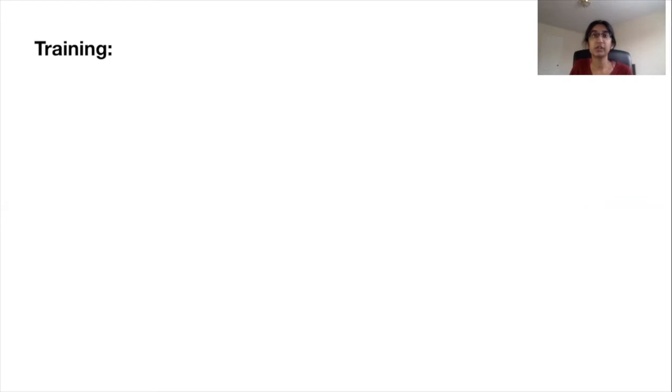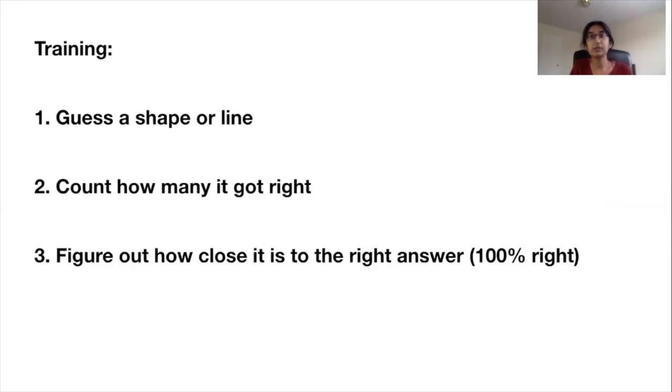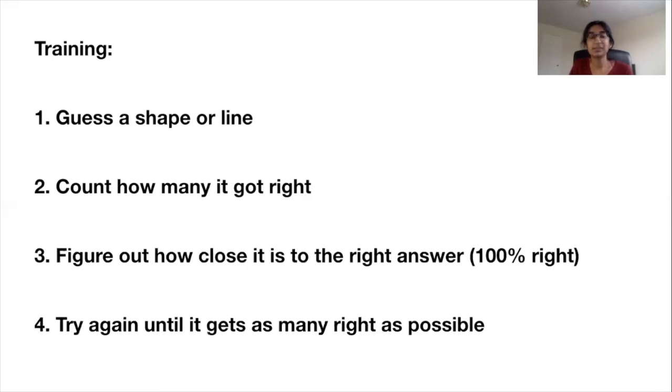During training, the neural network will first guess a line or a shape to split up the points, then count how many it got right, then figure out how close it is to the right answer, which would be getting all of them right, and then try again until it gets as many right as possible. In between tries, the neural network uses something called a gradient to figure out how close it is to the right answer.